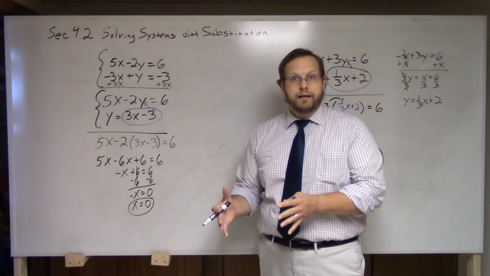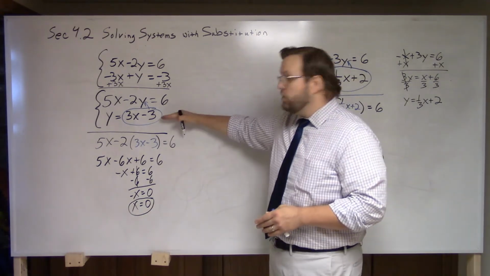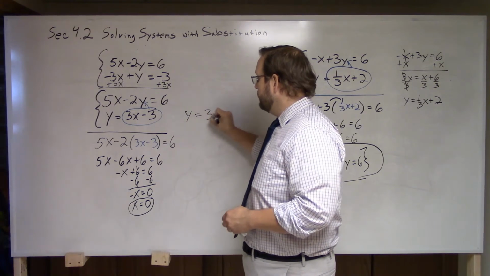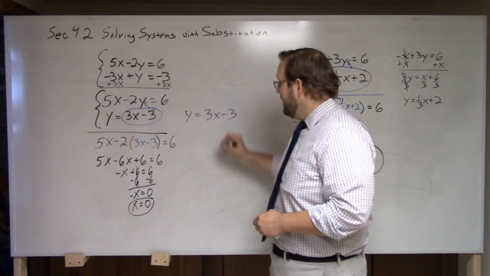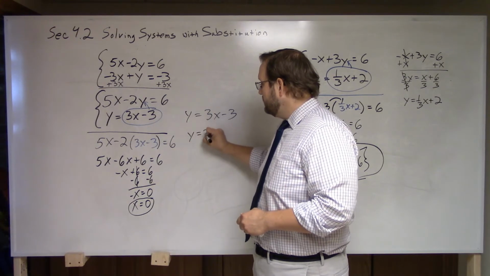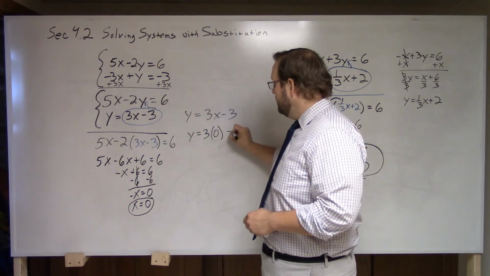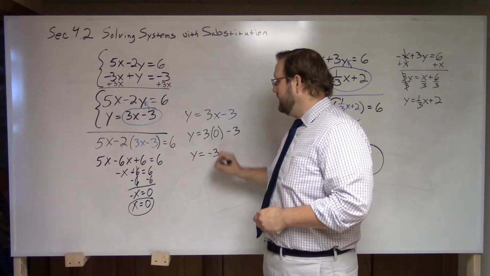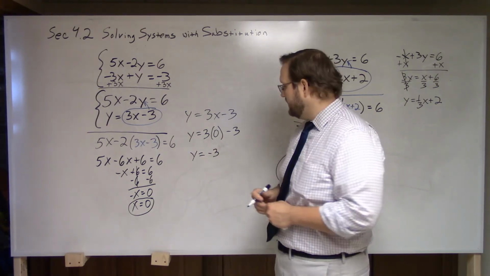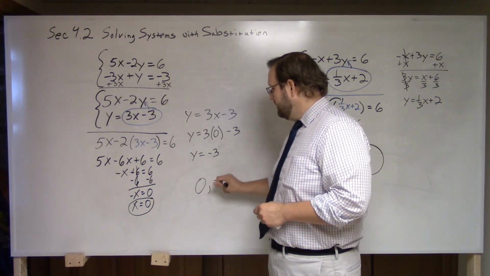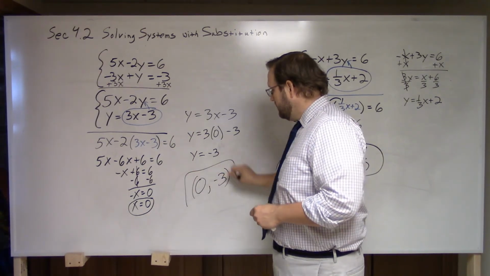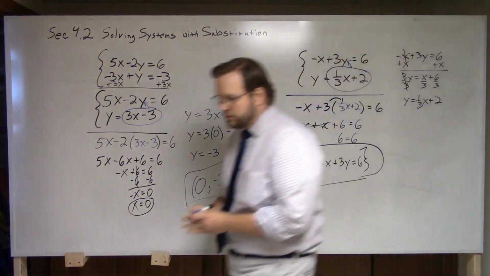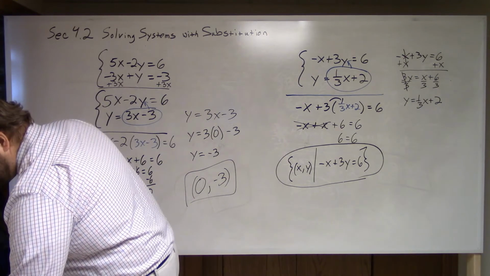We still need to find y. I'm going to go back to this equation, the y equals equation, to get that. So y equals 3x minus 3. I'm then going to plug in. So y equals 3 times 0 minus 3, or y equals negative 3, because 0 minus 3 gives you that negative 3. And there you go. Okay? So let's look at one more.